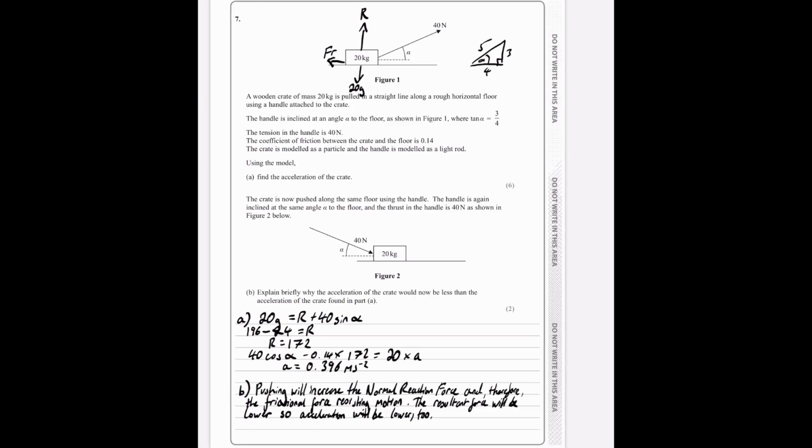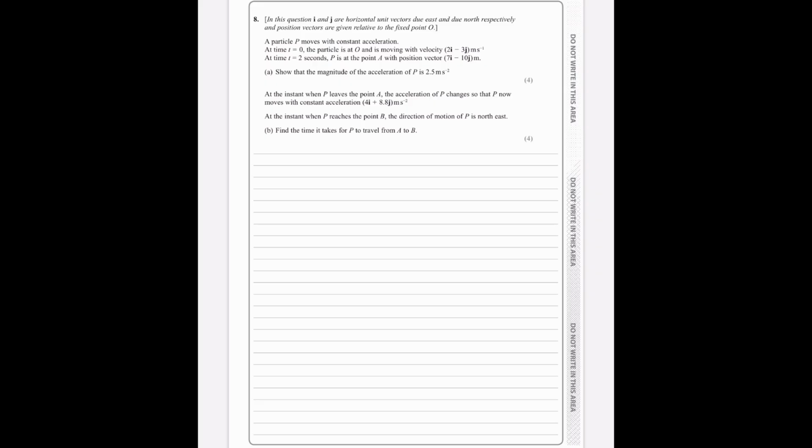Alright, question number 8. So we're looking at SUVAT equations here. It's often helpful to write out what you know. I'm going to do this one using column vectors just to mix it up. If you've stuck with your i's and j's, that's absolutely fine. Here for part A, we have t is 2, u is (2, -3). We're trying to find the acceleration, and the displacement s is (7, -10).